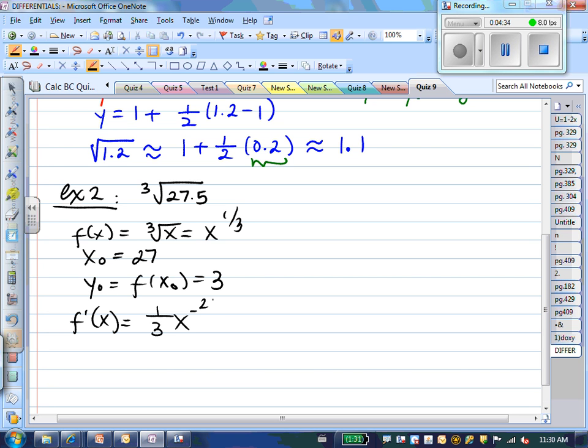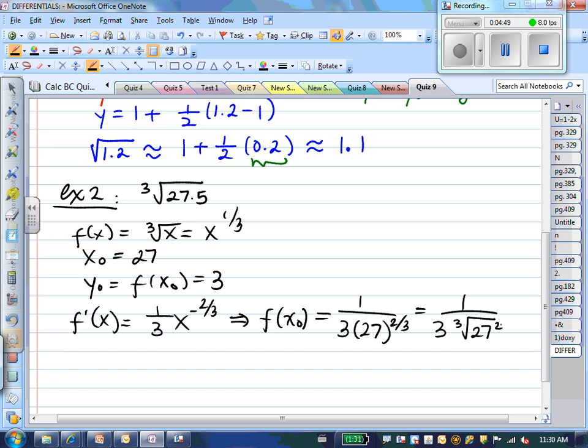Which if you work it out is going to be 1/3 x to the negative 2/3, which if you plug in 27 looks like this, 1 over 3 times 27 to the 2/3. Okay, keep in mind that this is the cube root of 27 squared. The first thing I'm going to do is the cube rooting, and then I'm going to square it, so it looks like the slope is 1 over 27.